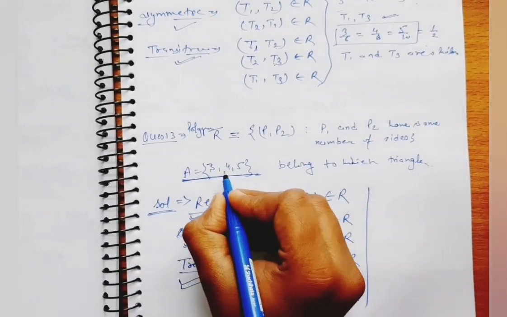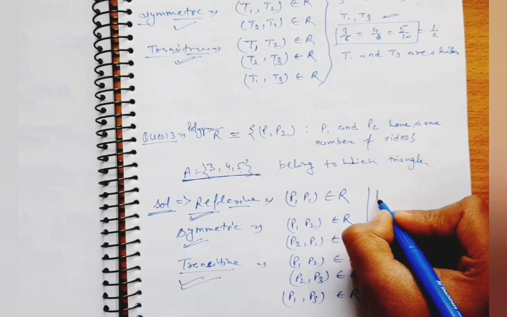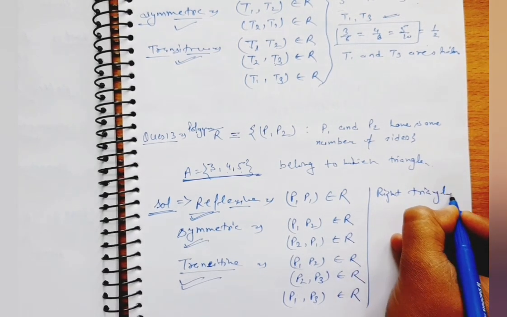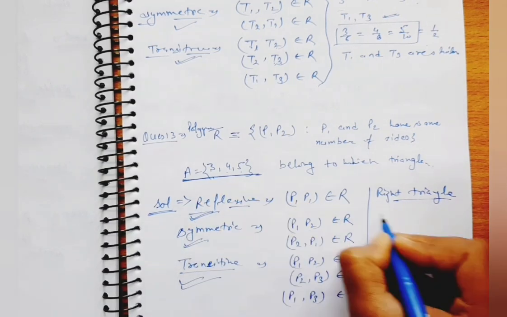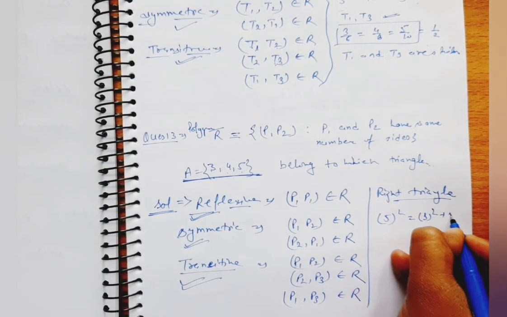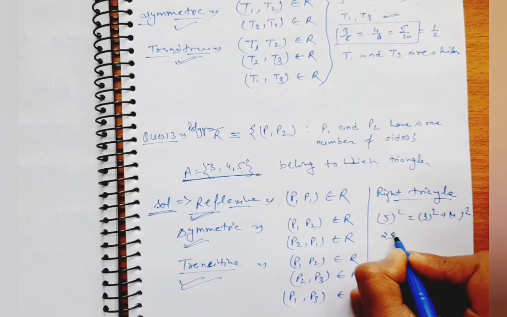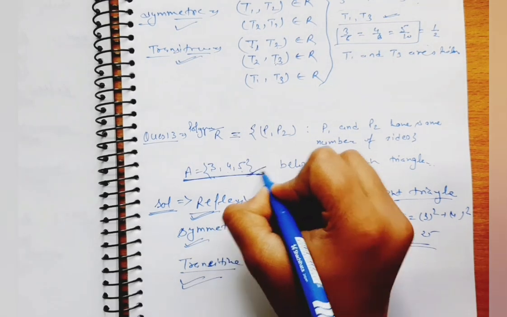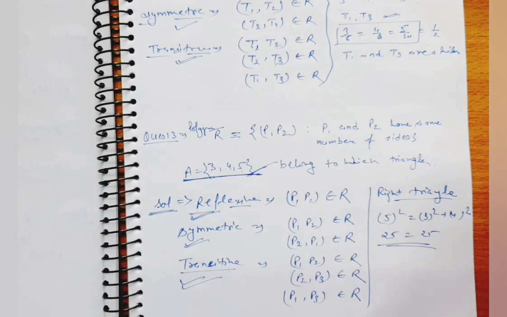So 3, 4, 5 are the dimensions of a right angle triangle. We already know that. It is a right angle triangle. How? We can apply the Pythagoras theorem here. 5 square is equal to 3 square plus 4 square. So 25 is equal to 25. Hence we can say that this is the combination for a right angle triangle.